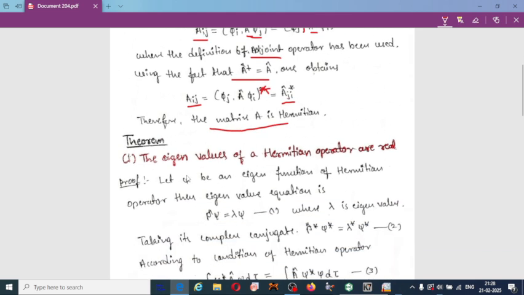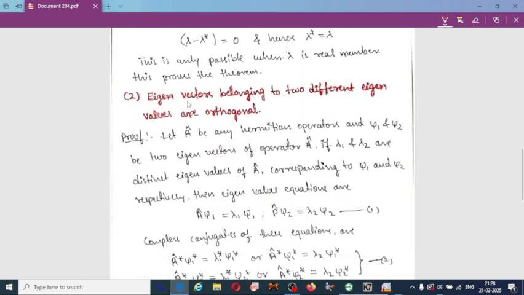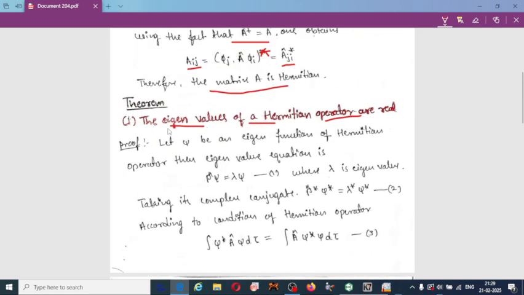There are some properties or theorems related to Hermitian operators. The eigenvalues of a Hermitian operator are real, so we have to prove that. And another property or theorem is that eigenfunctions belonging to two different eigenvalues are orthogonal. Let us first prove that the eigenvalues of a Hermitian operator are real.